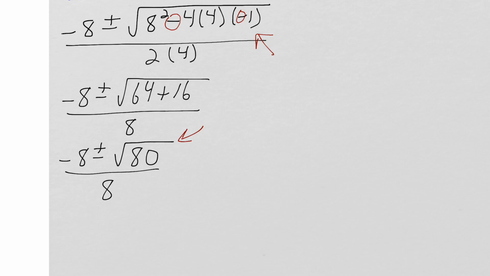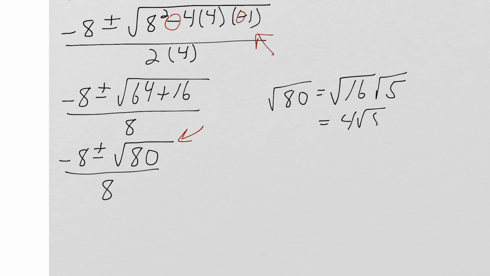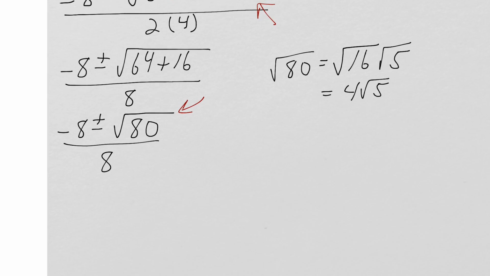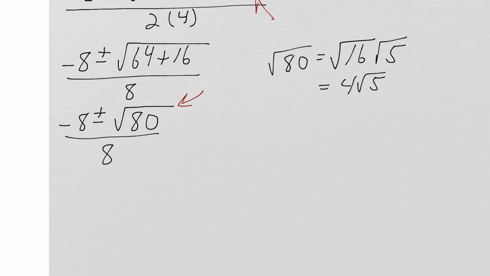properties of reducing radicals, we can think of the square root of 80, break it up as 80 is actually 16 times 5. So it would be the square root of 16 times the square root of 5, which can actually simplify to 4 times the square root of 5. So the first thing we would do is write the square root of 80 in simplest form. This now gives us negative 8 plus or minus 4 square root of 5 over 8.